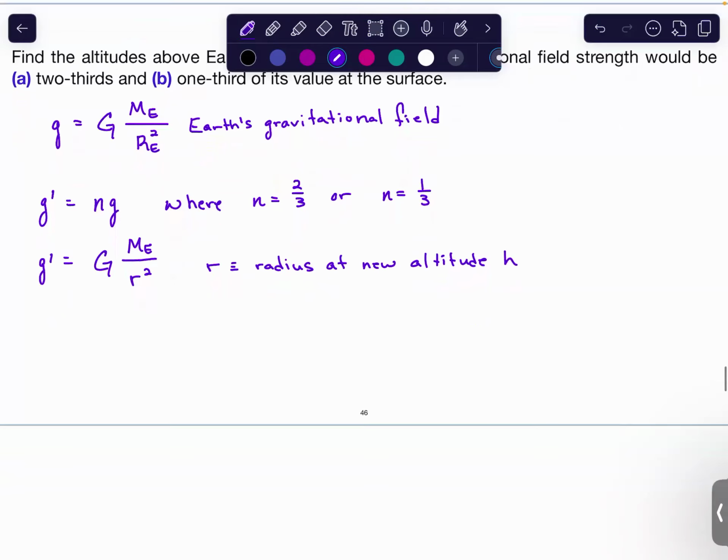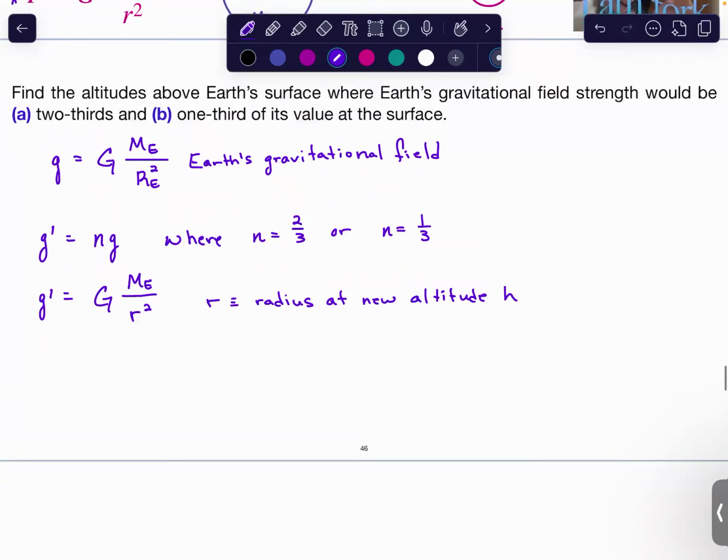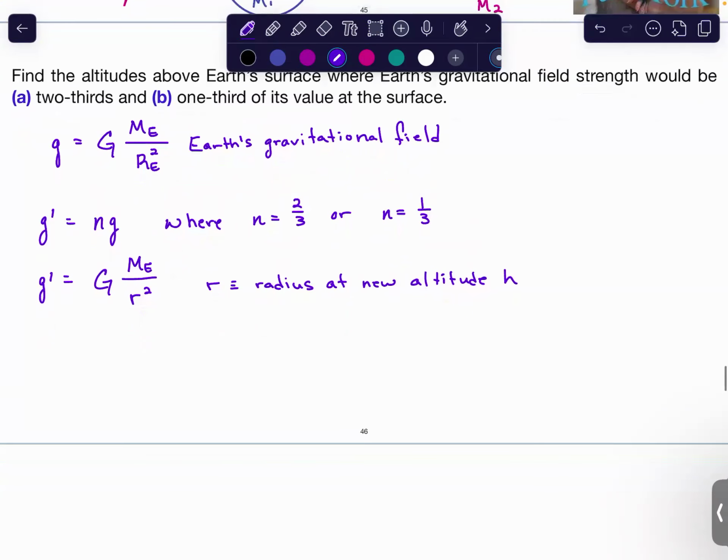Okay, so let's start putting everything together here. We have an expression for g, and we have an expression for g prime. So let's say we want to get to an expression for h. That's what we're going for. What is the altitude? What is the height that's going to generate this new gravitational field?